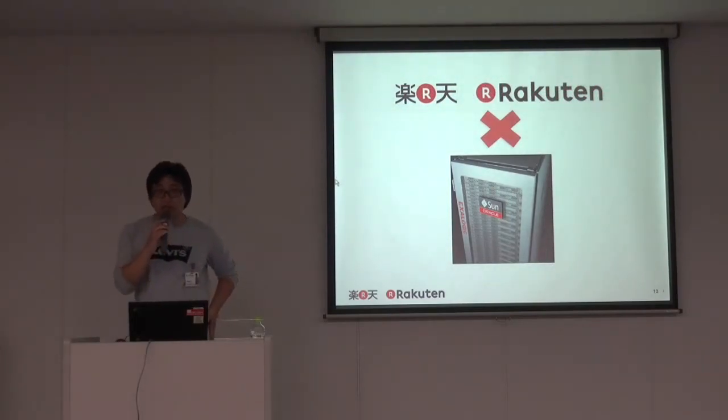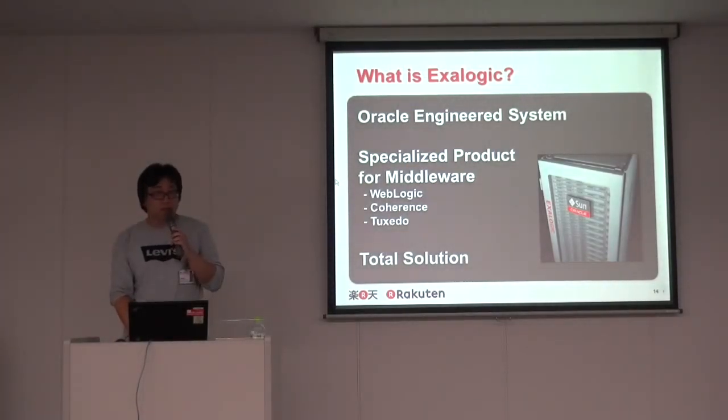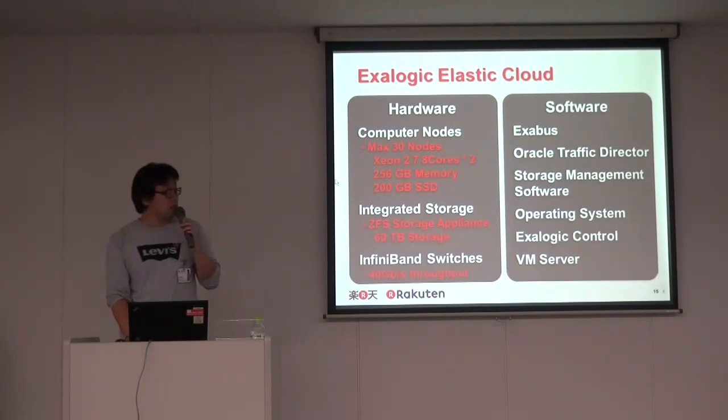So we have decided to introduce the ExaLogic system on Japan Ichiba. ExaLogic is the engineered system manufactured by Oracle, and it is customized for Fusion middleware software such as WebLogic and Coherence. This is the specification of ExaLogic. As you know, ExaLogic is a very powerful system, and ExaLogic includes operating system, managing software, and Oracle Traffic Director. Oracle Traffic Director is very important software for Japan Ichiba. Please remember OTD. I will explain about OTD later.